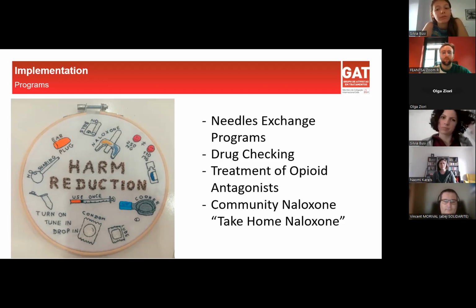Then we have the treatment of opioid agonists, such as methadone, Subutex, in some countries also heroin. This is the most used. I'm not going to talk a lot about it because I think most of the people already know, but if you have questions, of course, we can talk about it later.